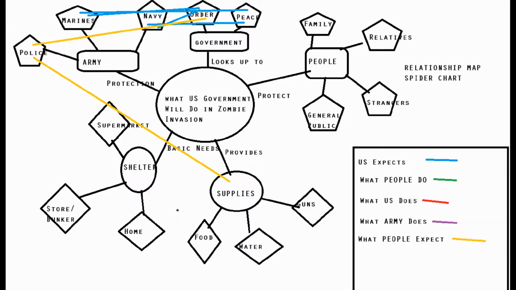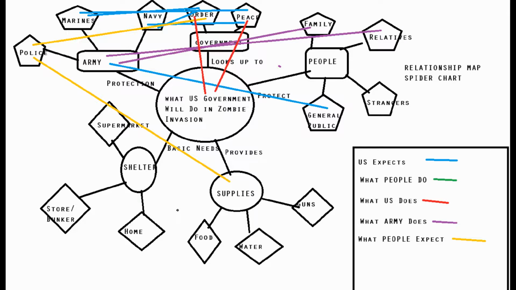The people expect the police to keep order and provide supplies to their communities, as well as what the Marines and the Navy do. What the Army actually does is they will most likely abandon the cause and help their family and relatives survive the zombie invasion, and not do what the United States government asks them to do. The U.S. also expects the Army to protect the general public instead of their families and relatives, and try to keep communities together and stop the zombie outbreak.